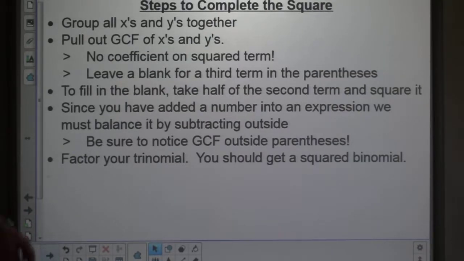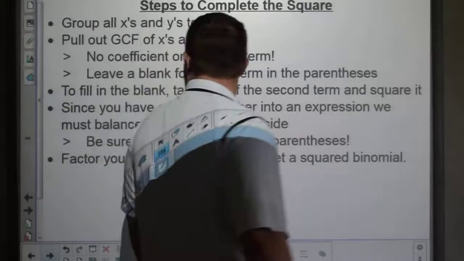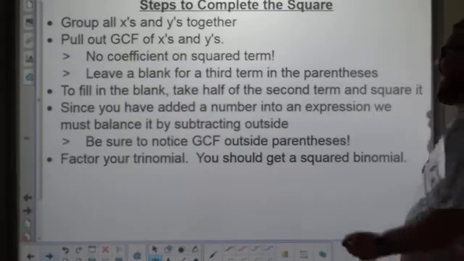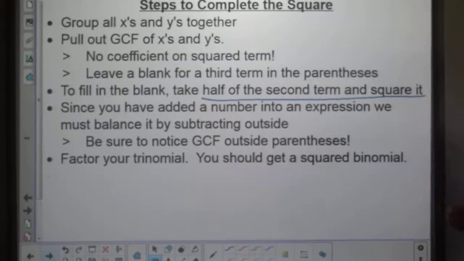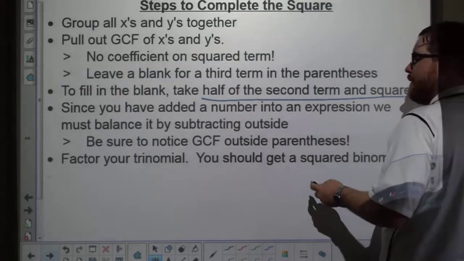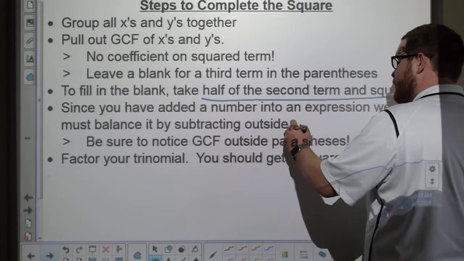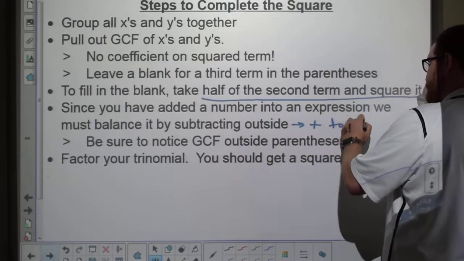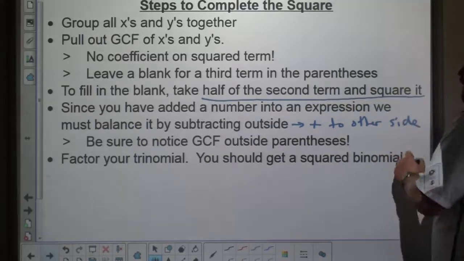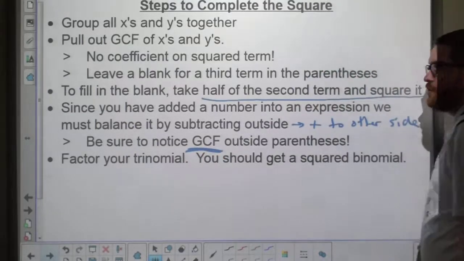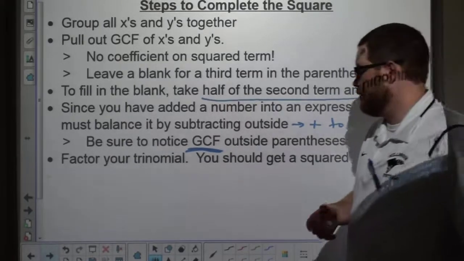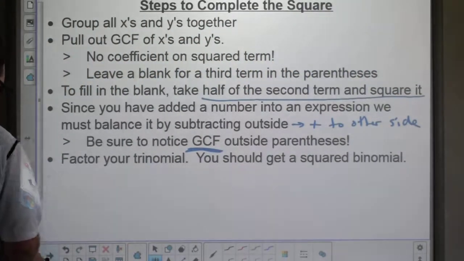And here's what you need to do. Put the x's and y's together, and then do GCF of the x and y's. Just the numbers, not the x's. No coefficient on the squared term. Leave a blank for the third term in the parentheses. To fill in the blank, take half of the second term and square it. We must balance it by subtracting outside, or what I'm really going to do is add to the other side. Be careful with the GCF to make sure you're adding the right thing. Then factor, and you should have a squared binomial.